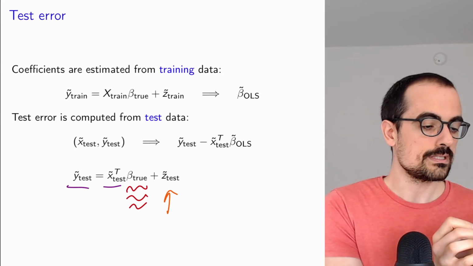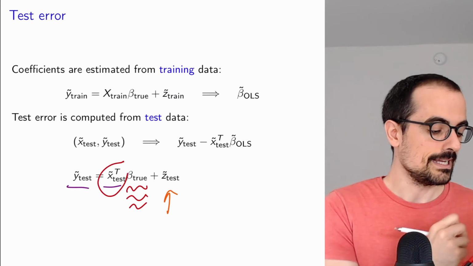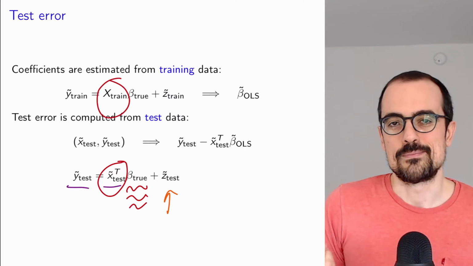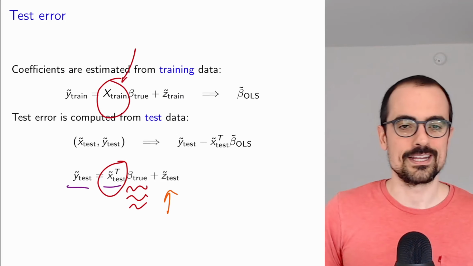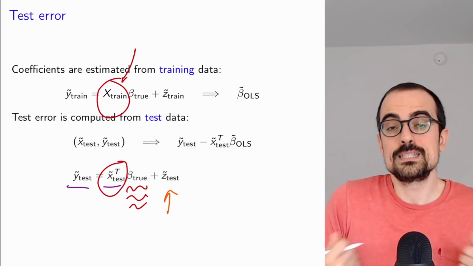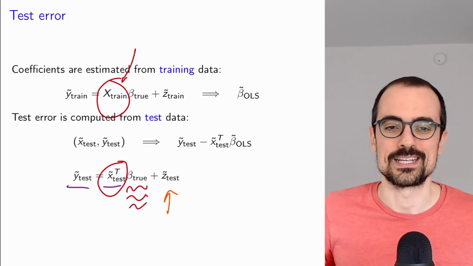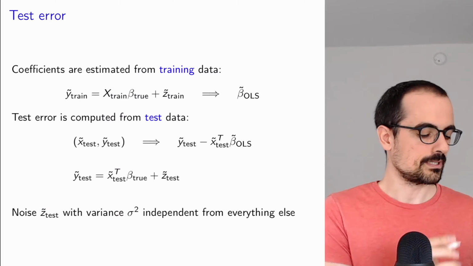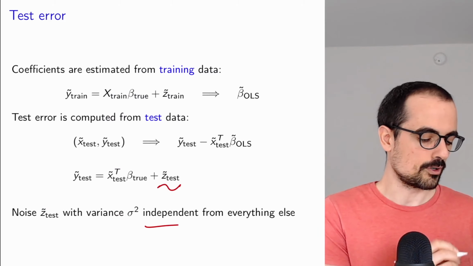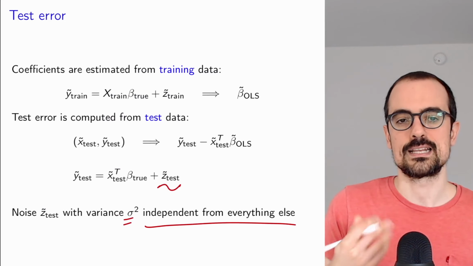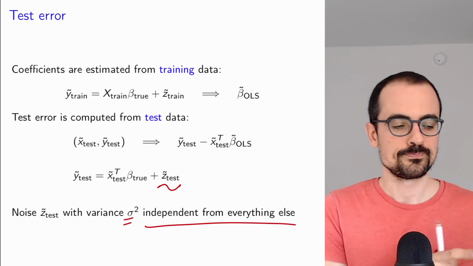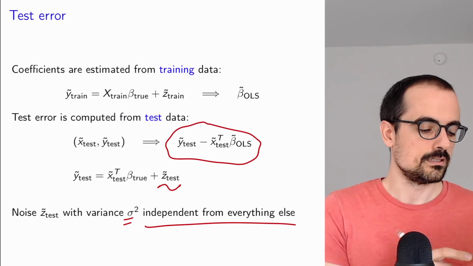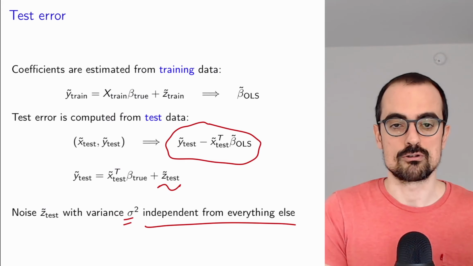What is important also here is that we're assuming that the test features are independent from the training features. I mean, of course they are, because these are just deterministic vectors here, but we are assuming that they're not in the training set. That's what I'm trying to say. As I said, the noise that corrupts the test data is assumed to be independent from everything else. It has this variance sigma squared, just like the noise in the training set. Okay, so under these assumptions, let's try to characterize the test error of the linear regression model.